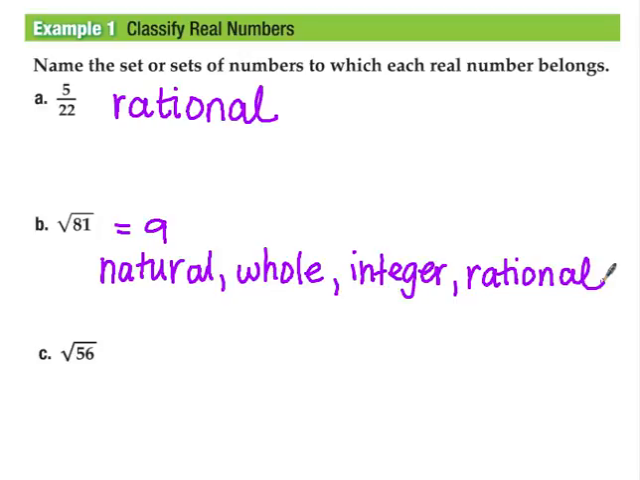Okay, what about root 56? Can you simplify that? Is there a number that we take times itself and get 56? No. Okay, so then let's go through the list. Is it a natural? Whole? Integer? Rational? What's left? Irrational. So that's what you're going to say to yourself on every one of these problems. You're going to go through that step. You're going to start with natural, whole, integer, rational, and then irrational.